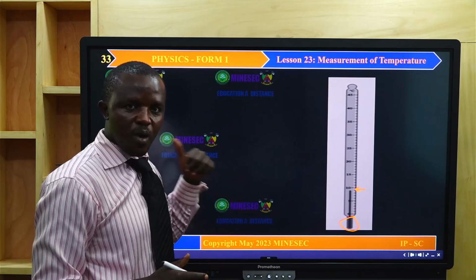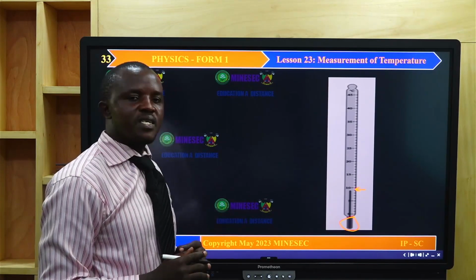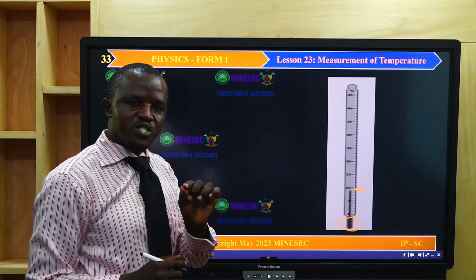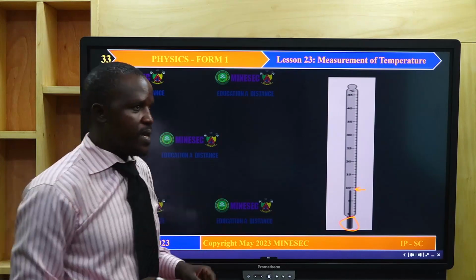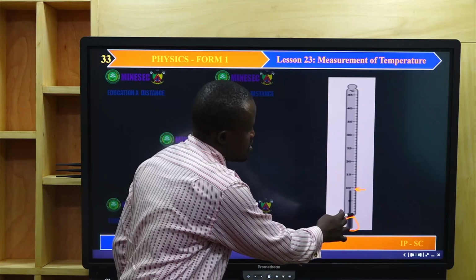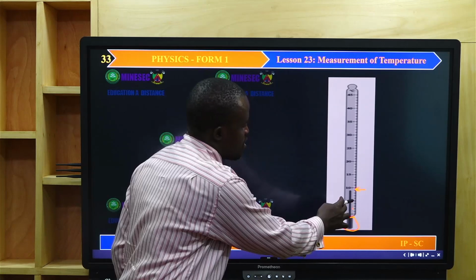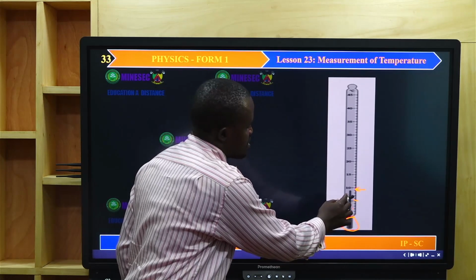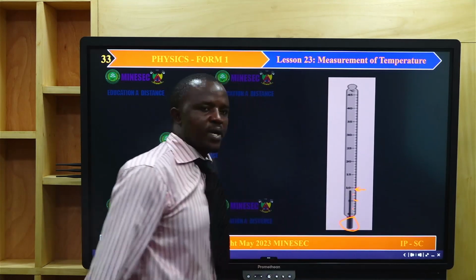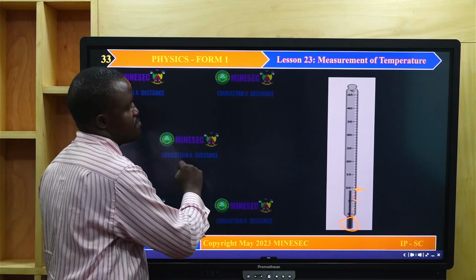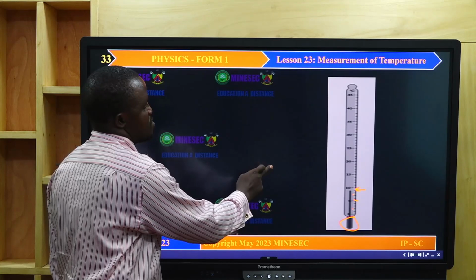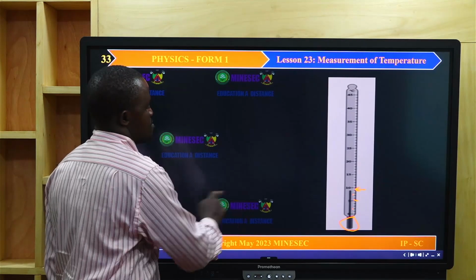So from the previous calculation we did, we see that the smallest scale division here is 1. So each scale stands for 1 unit here. So in that case, we have 0, 1, 2, 3, 4, 5, 6, 7, 8, 9. Okay, so if you read properly, you should have 9 degrees Celsius.